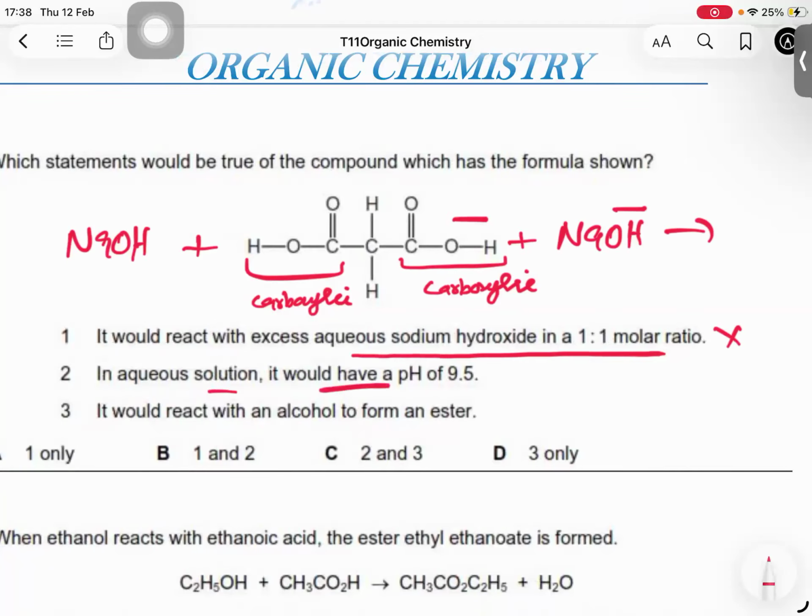In aqueous solution, it would have pH of 9.5. Acids have the pH less than 7. And it would react with an alcohol to form an ester. Yes, they do. All the carboxylic acids, वो di हो या mono हो, they always react with the alcohol to form esters. 3 is the correct statement. Okay.